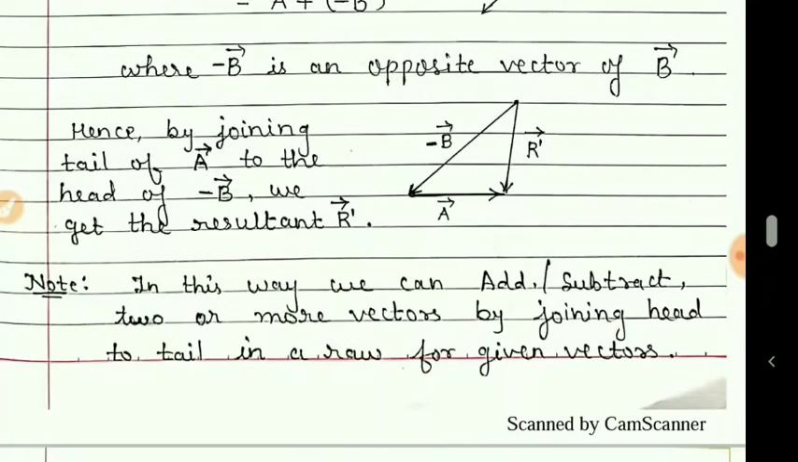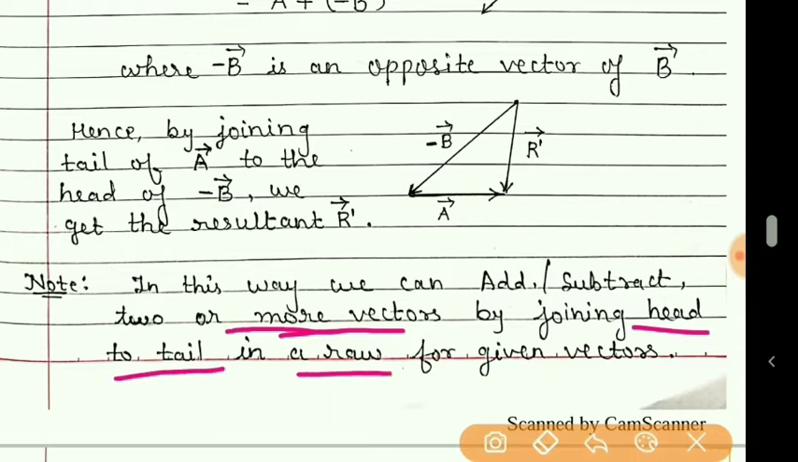Now students, here the addition and the subtraction of two vectors is shown, but if more than two vectors are given to you and you have to add or subtract those vectors, then you can apply the similar method by joining head to tail in a row for those given vectors, and you will get the resultant vector.